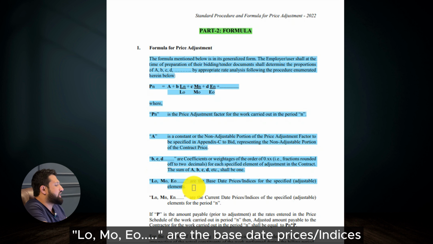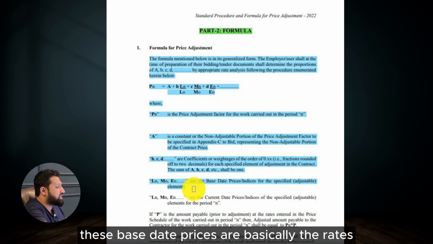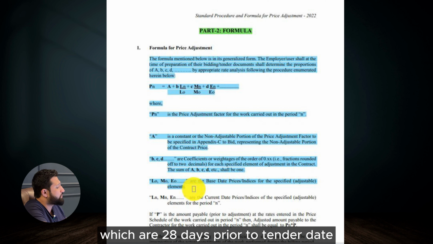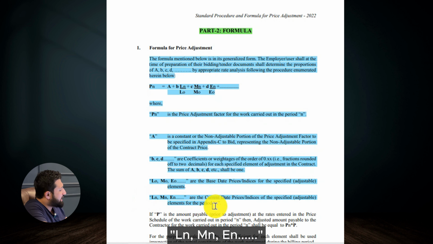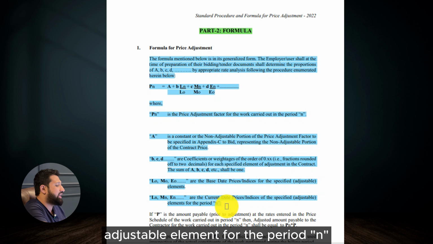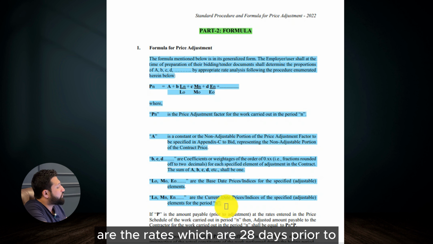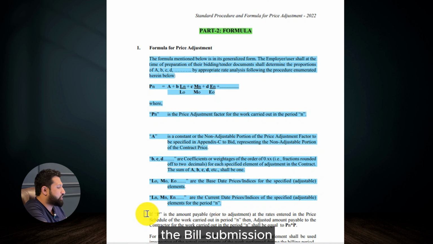Lo, Mo, Eo are the base date prices indices for the specified adjustable elements. These base date prices are basically the rates which are 28 days prior to tender date. Ln, Mn, En are the current date prices indices of the specified adjustable element for the period N. Current rate indices are the rates which are 28 days prior to the bill submission.